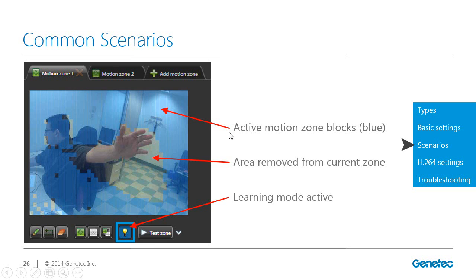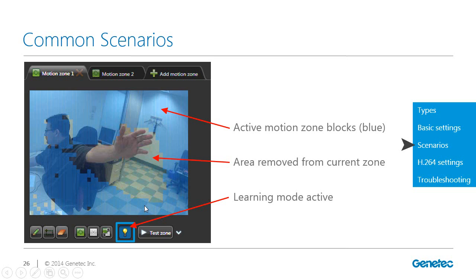Now the second tool is specific for a particular zone, and it's used to remove any trouble areas from a zone. That's the learning mode icon right down here. So when we click on the learning mode icon, any motion that happens in the view while the learning mode is active will be removed from the current zone.